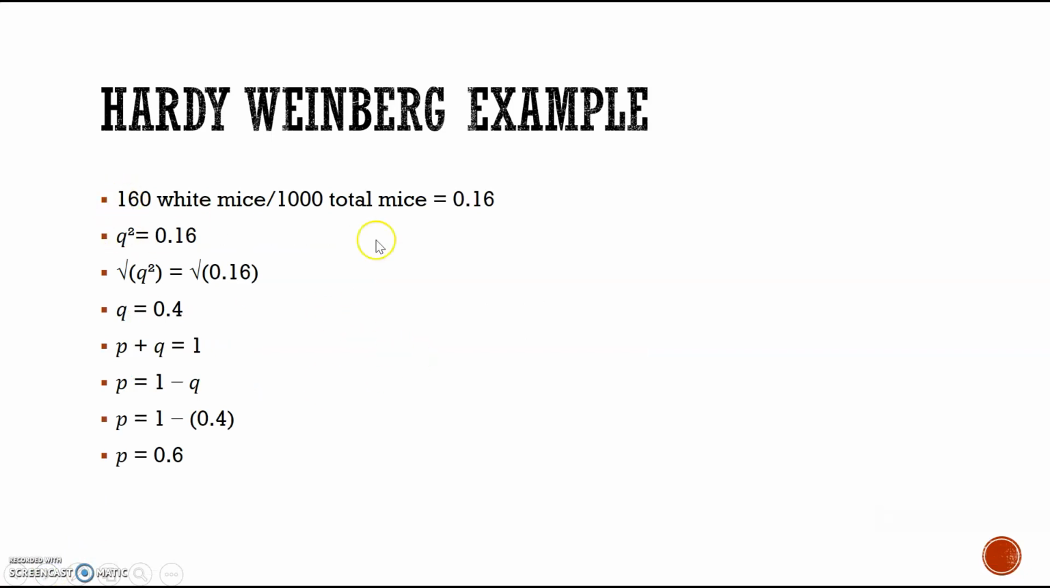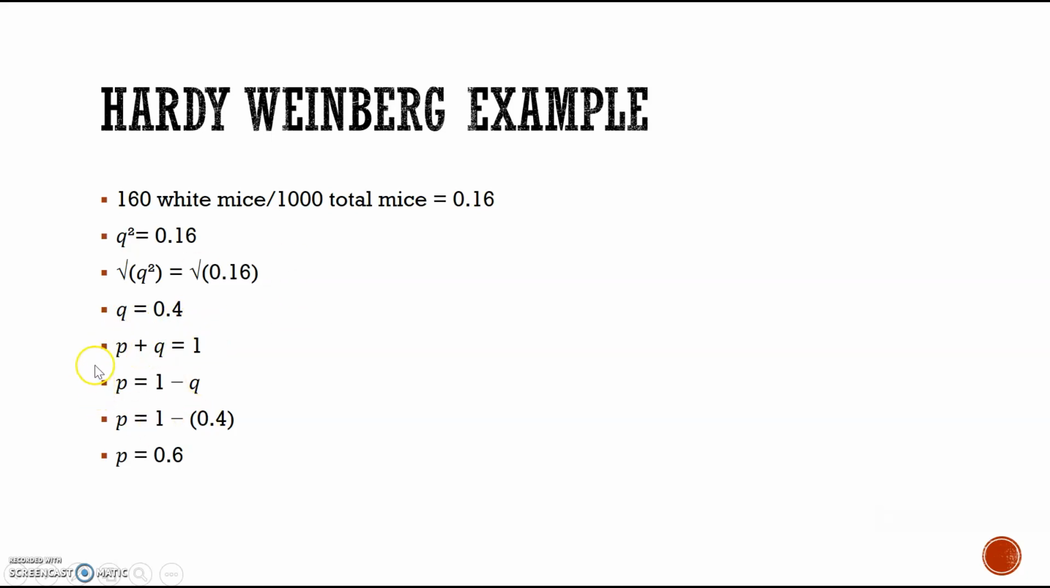So what we can say is that we've got 160 white mice out of 1,000 total mice. We divide that 160 by 1,000, and that gives us a frequency of 0.16 for our white mice, for that genotype little b, little b. So our Q squared in this case is 0.16. We can then use that to figure out Q by taking the square root of 0.16. That gives us 0.4. So we now know the frequency of our little b is going to be 0.4.